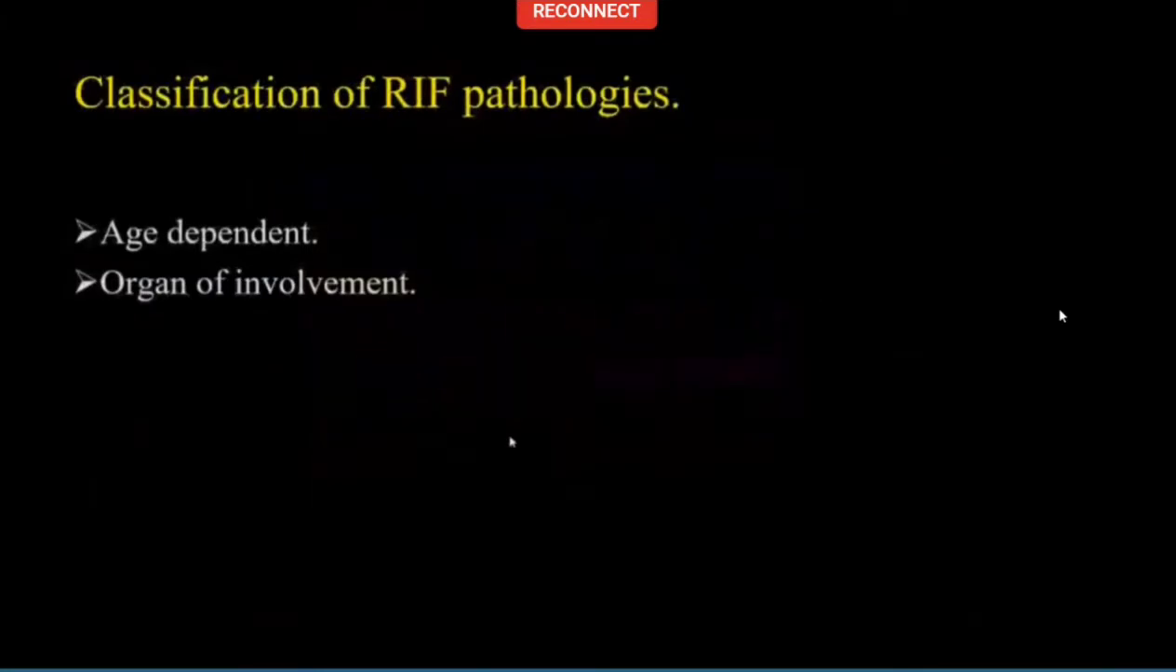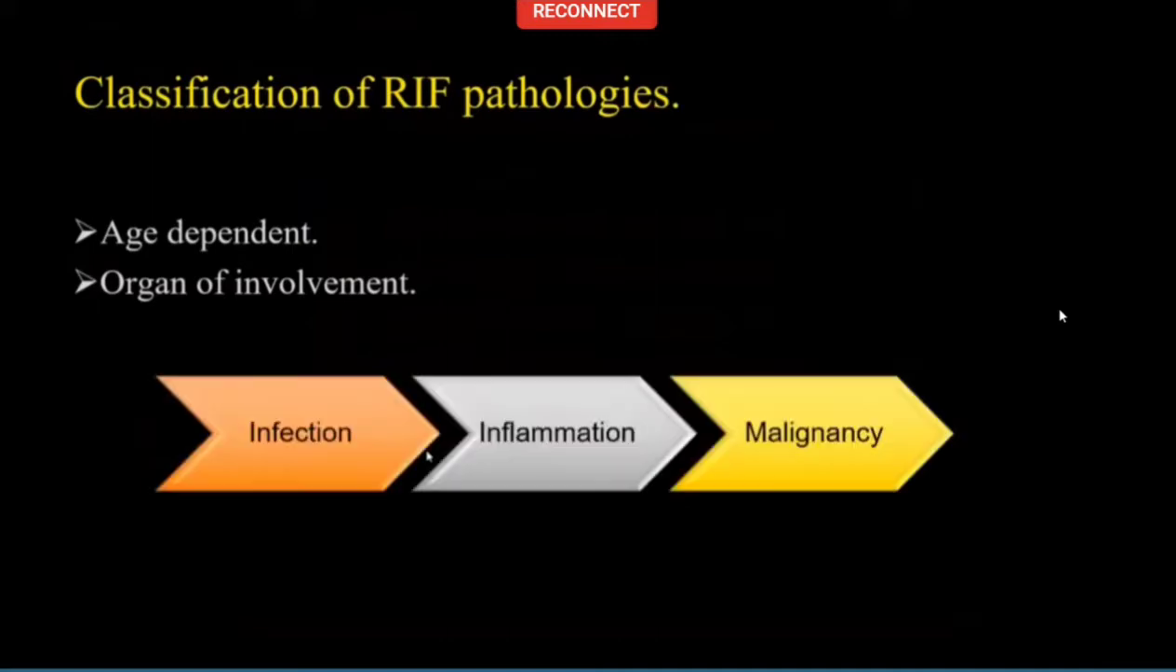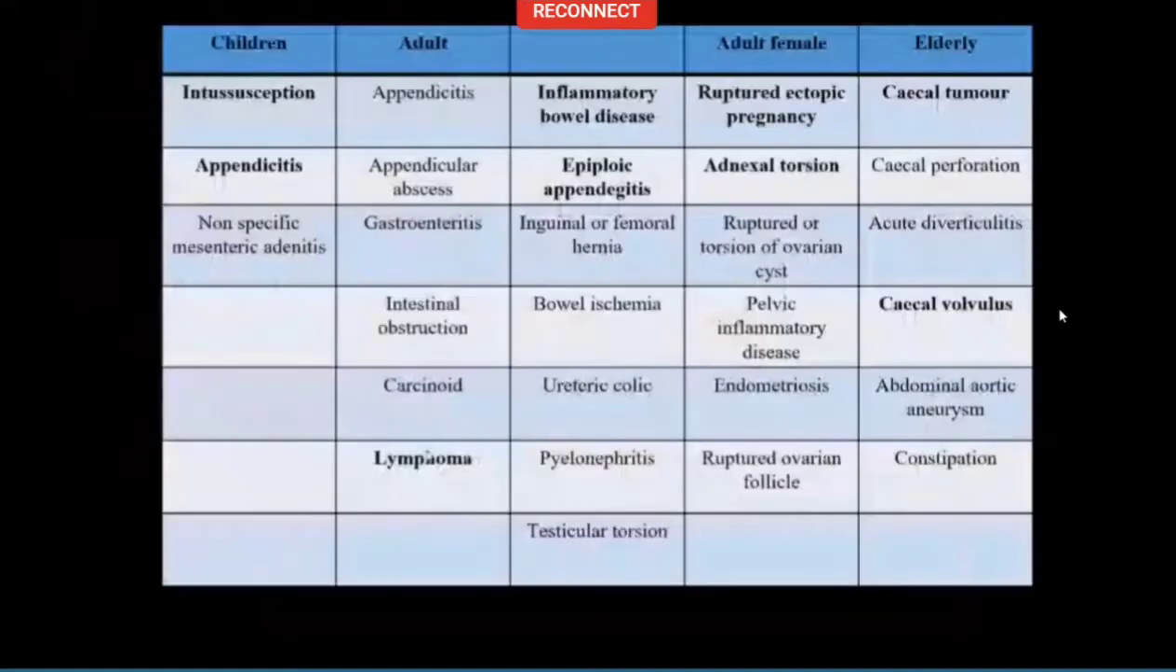So moving towards the classification of RIF pathologies, we would prefer classifying it on the criteria of age and organ of involvement. However, whichever way you classify it, one thing we always have to remember is IIM, that is infection, inflammation, and malignancy. This holds true anywhere in the body as well as the right iliac fossa.